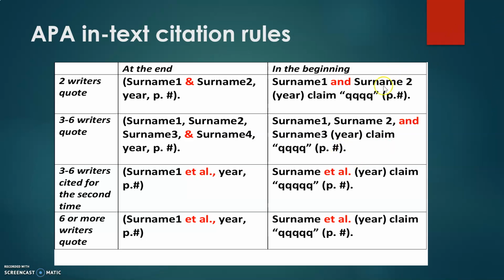When you cite a work written by 3 to 6 writers for the second time, you can use et al. Et al. in Latin means "and the others", and this is how you write it in parentheses. You write the first surname and add et al. with a dot and then put a comma, give the year and page number when it is a quote.